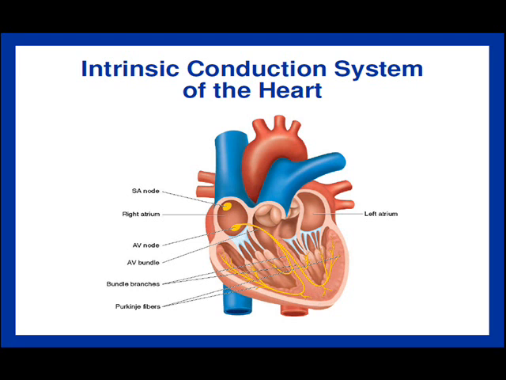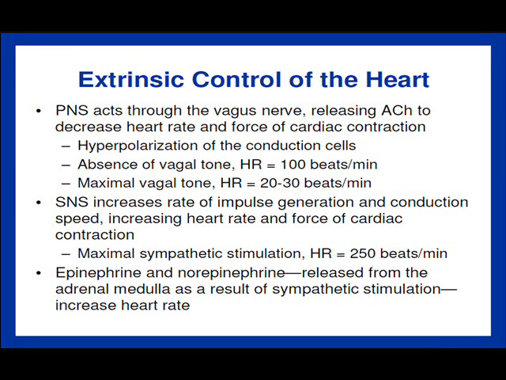So that's the intrinsic control. Extrinsic control is by the sympathetic nervous system and the parasympathetic nervous system. So the autonomic nervous system is controlling, if you like, the extrinsic. Okay? So the parasympathetics acts through the vagus nerve, releases acetylcholine, ACH. What does it do? Decreases heart rate and force of cardiac contraction. So we get a hyperpolarization, if you like, you know about this, right, of the conduction cells.